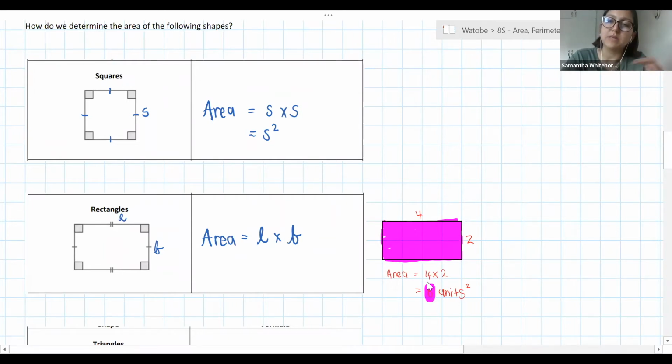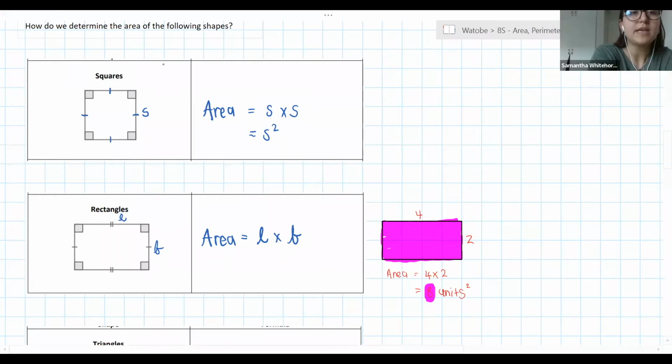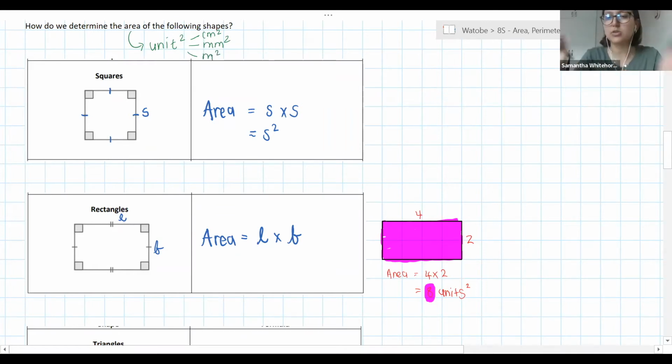How much space is being taken up by the shape that I'm working with? And the same would apply for all of our shapes that we have here. Now, very importantly, when you are determining area, area is always in units squared. Now, it depends what the unit is. If it's in centimeters, it'll be centimeters squared. If it's in millimeters, it'll be millimeters squared. If it's in meters, it'll be meters squared, etc. But area is always units squared.